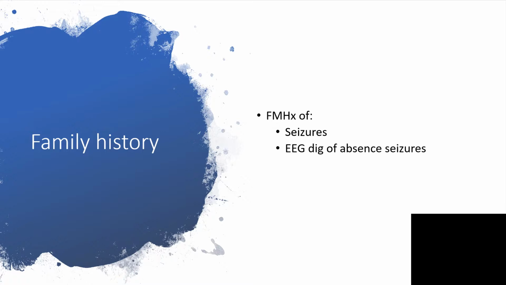Please, sometimes people get irritated and they become offended when you ask them about their family history. Please don't be. There's a possibility of family history when it comes to seizure disorder. So we're going to ask for possible family history of seizure disorder, and if in the past any first-degree relatives had EEG diagnosis of absence seizures, we want to know.